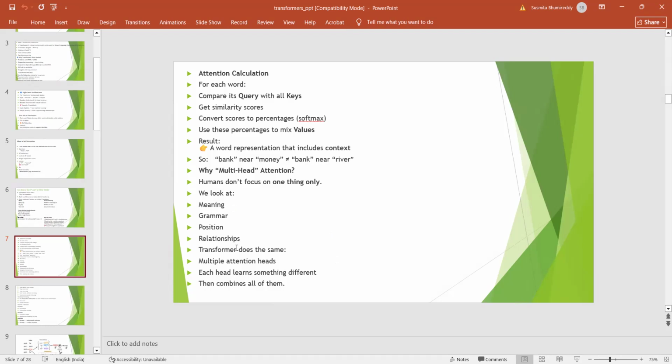Same as humans, transformers also do the same. Multiple attention heads means each head learns something different, and they combine all of them. As a human does, transformers also look at all these things in the sentence. So this is multi-head attention. Multi-head attention means everyone, whether a human or a transformer, will focus on more than a single thing. They don't focus on only one thing; at a time they look at more things.